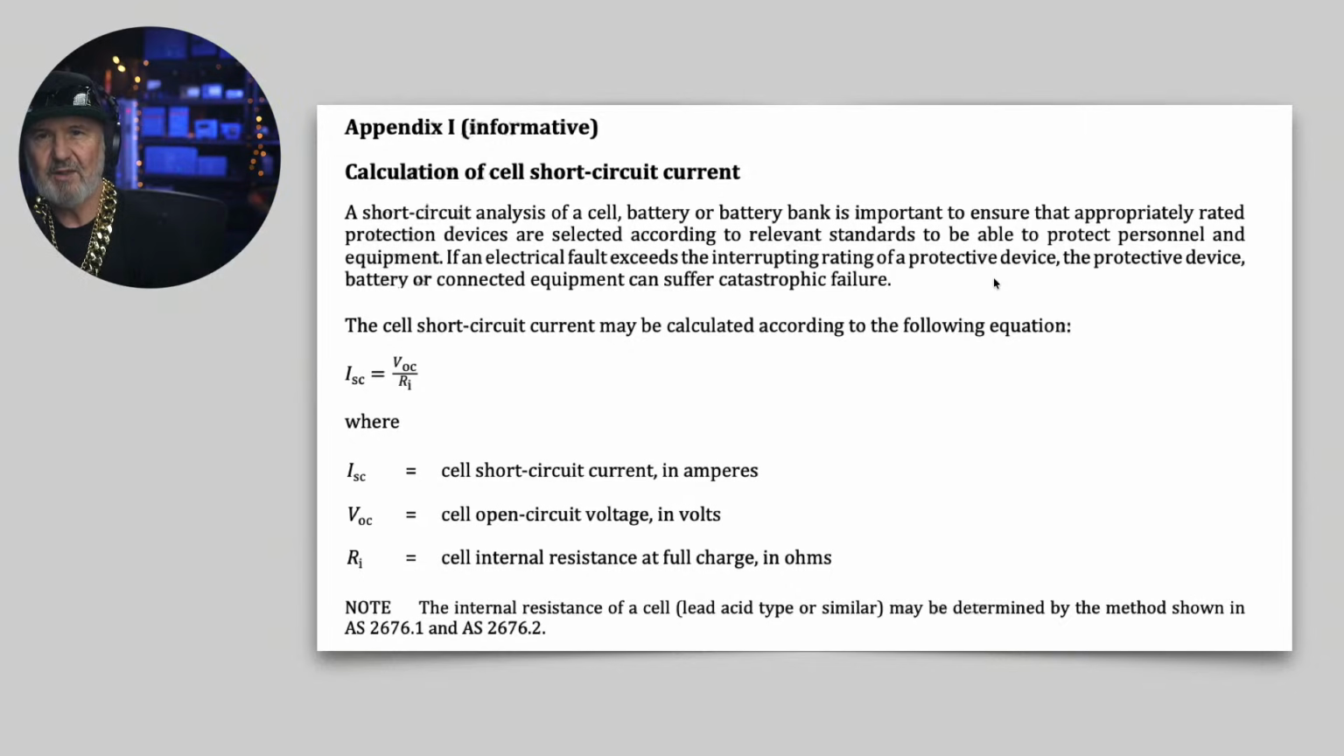Now, I should emphasize, even though this is an installation standard, some of these requirements are putting the emphasis and the impetus on the manufacturer to give you this information. Because it does say elsewhere in the standard, if you cannot get this information, you shall not install the battery system. So you really, really need to know what the short circuit current or the fault current of the battery system is.